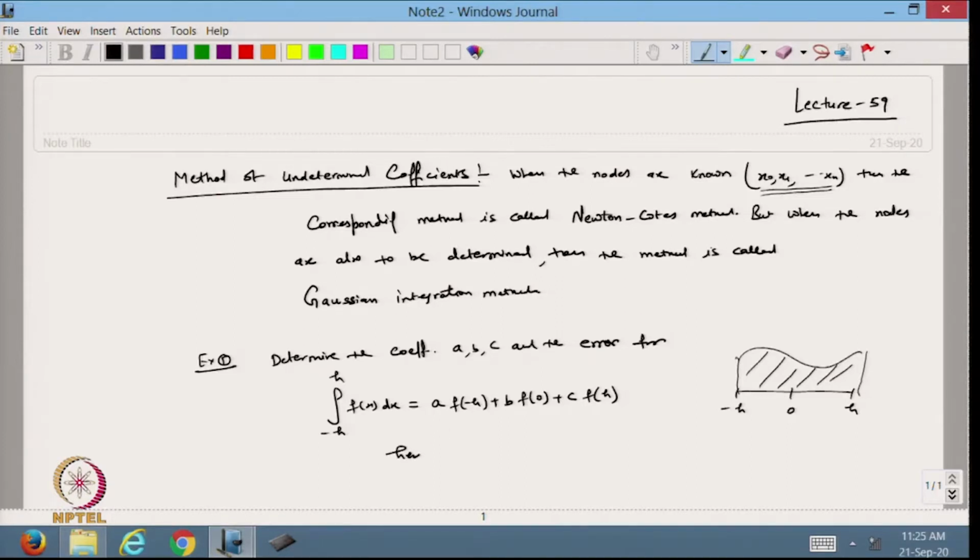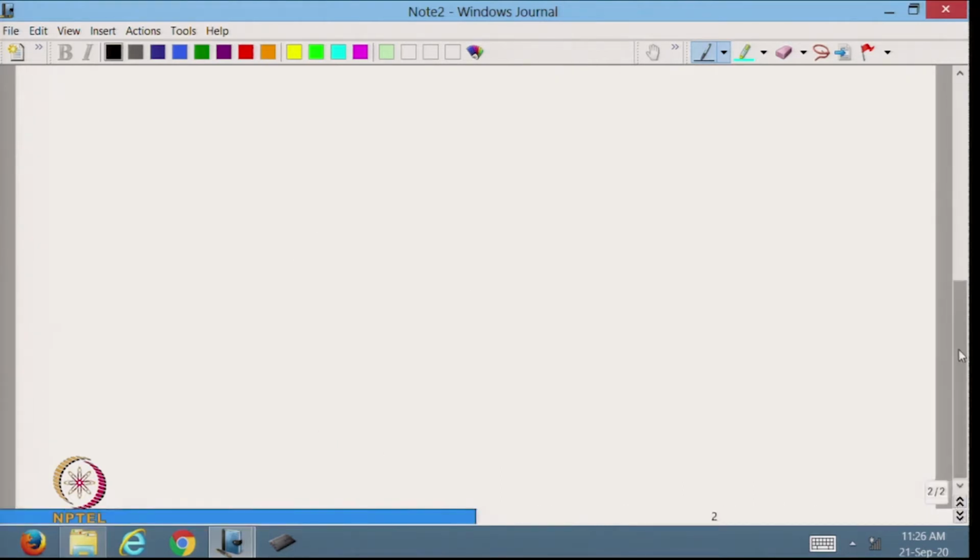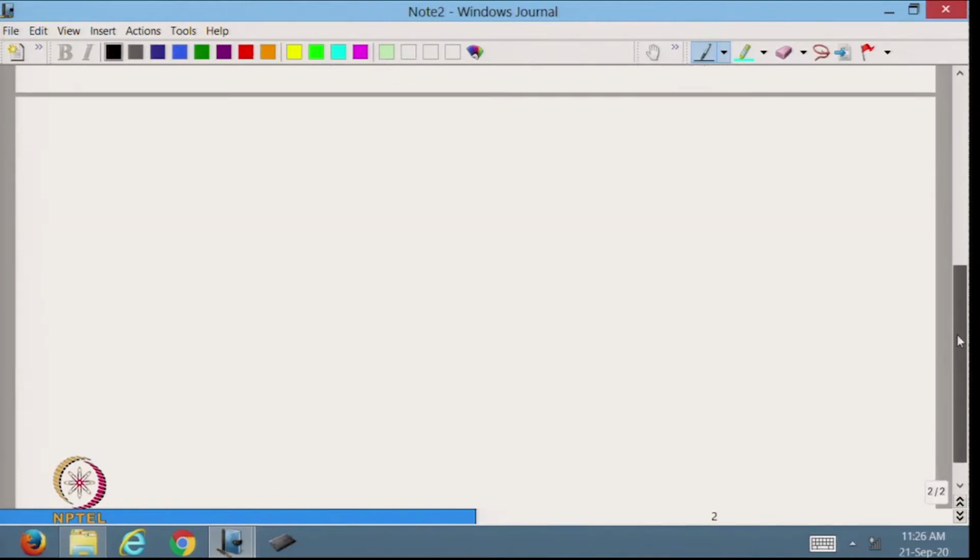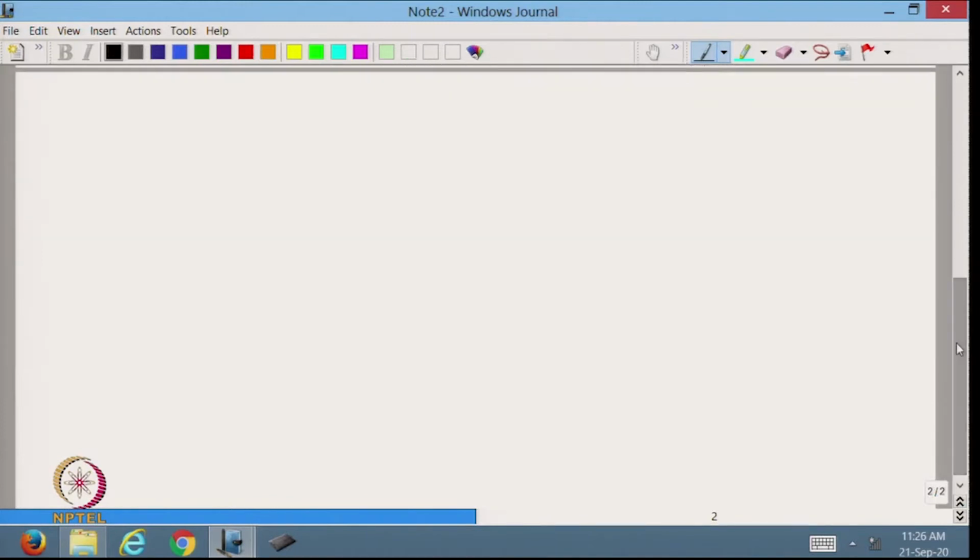Here we need to find 3 coefficients, that is A, B and C. This is the method of undetermined coefficients. We do not know the values of A, B, C and we want to find them. I take this as equation number 1. Now, I need to find 3 coefficients.